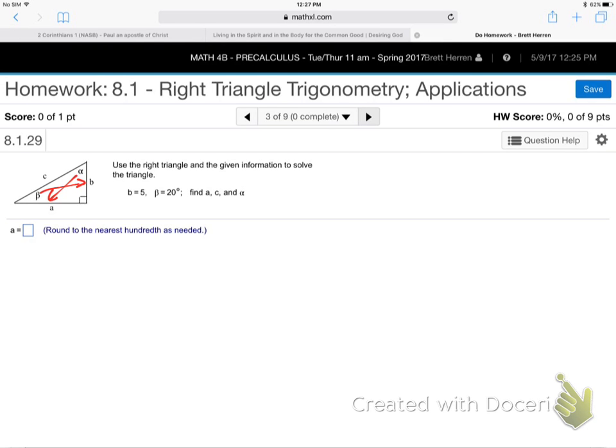So they're giving me B is 5, beta is 20 degrees. Just fill that in. So beta is 20 degrees. B is 5. Now, they want A, and then they want some other stuff later too. But first off, A, little a. How do we find little a?